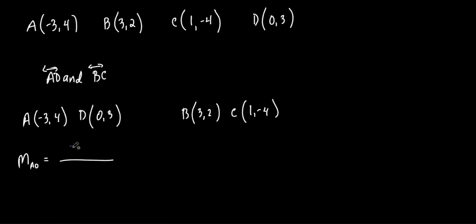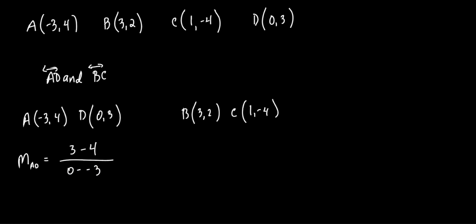3 minus 4? Okay, that's fine. So let's go 3 minus 4. Again, this is something that we've talked about before. So that's how you find the slope, 3 minus 4. What do I do with the x's then? Yep, 0 minus negative 3. See what we're doing? We're finding the slopes.